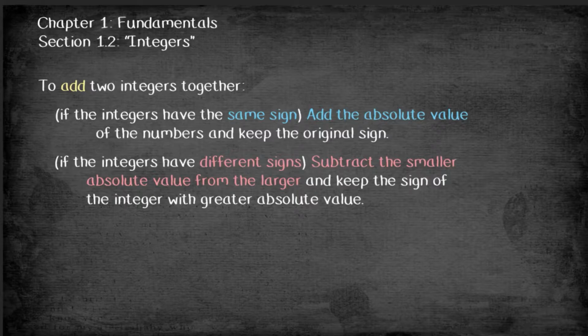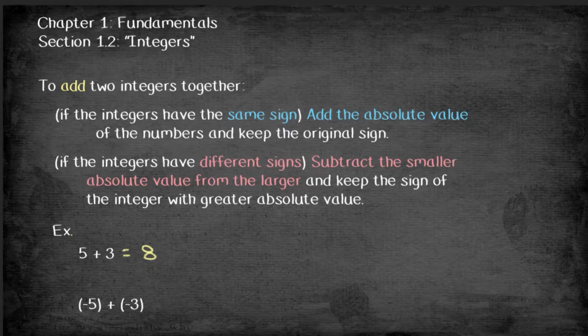Okay, so this sounds horrible, right? But in reality, it's not really so bad. So let's take a look at some examples. First, here we have 5 plus 3, and they have the same sign, and you just add the absolute value of the numbers and keep the original sign. When both of the numbers are positive, this is just the regular addition for whole numbers.